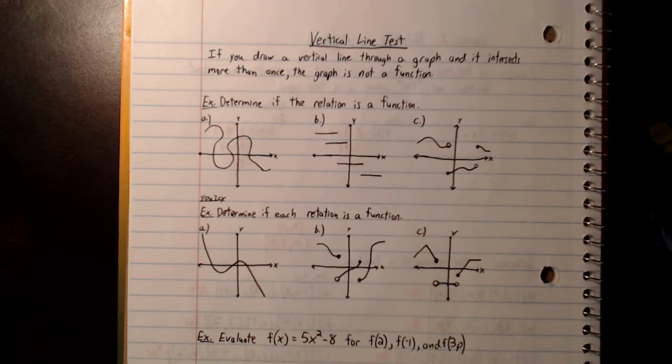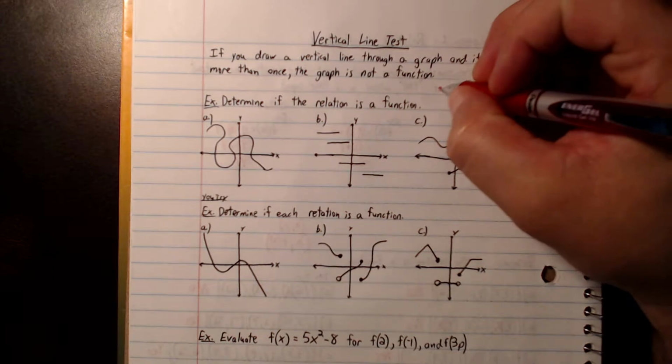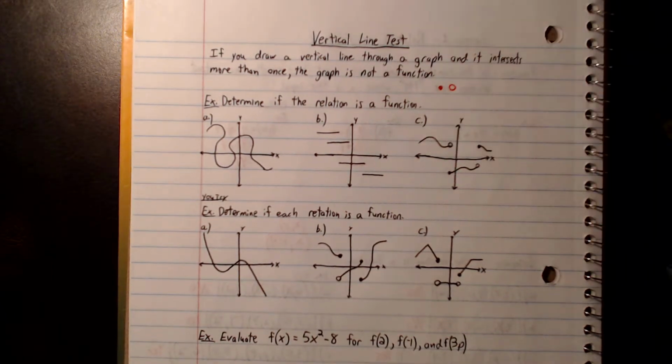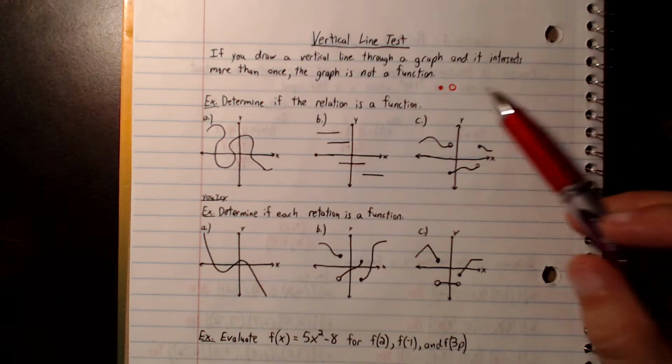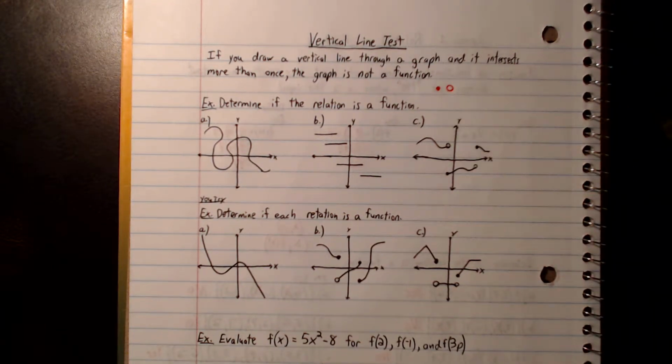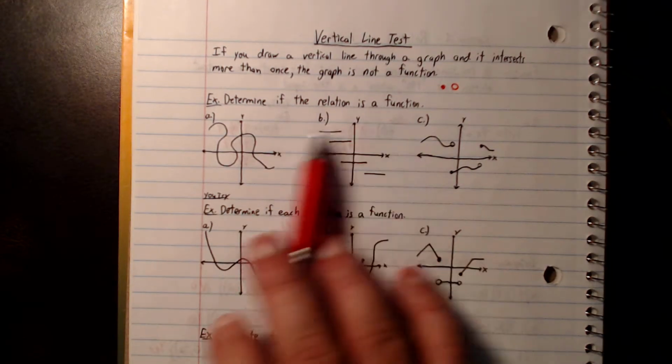We're going to keep in mind a couple of things like closed and open. If it's a closed point, it's actually hitting there. If it's open, it's kind of passing right through. Okay, so let's look at our first example. We want to determine if this relation is a function.